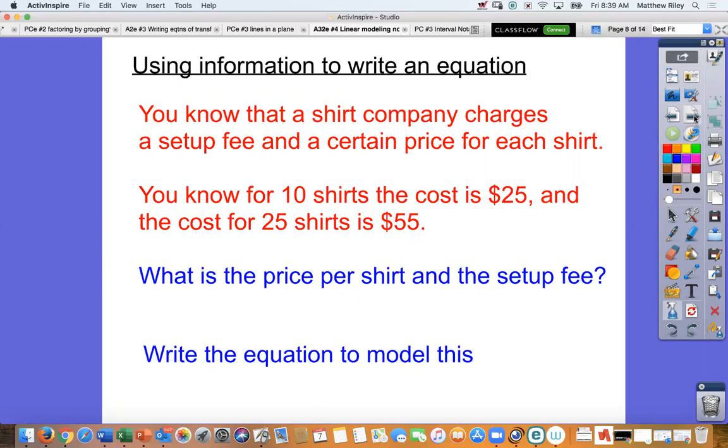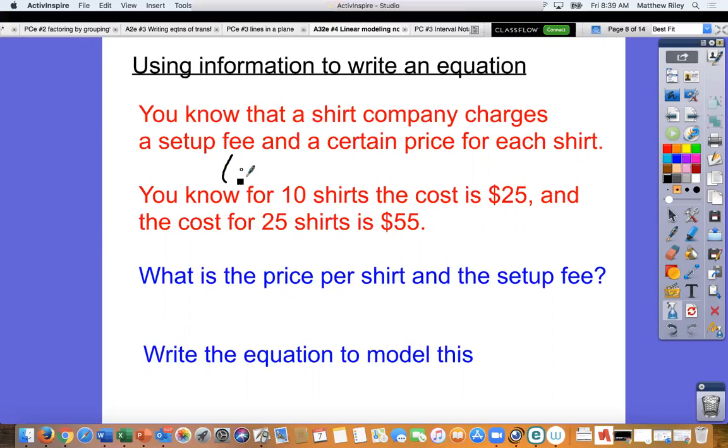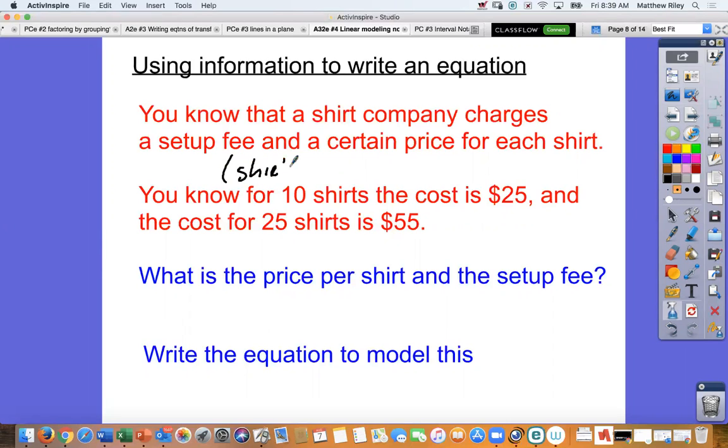So you know that a shirt company charges a setup fee and a certain price for each shirt. You know for 10 shirts, the cost is $25 and the cost for 25 shirts is $55. Well, I want to know the breakdown. We could do this a couple different ways. And again, I don't care how you think of it. But I know it is usually a cost per shirt, which means the cost depends on the number of shirts. So shirts are going to be my X and the cost is going to be my Y.